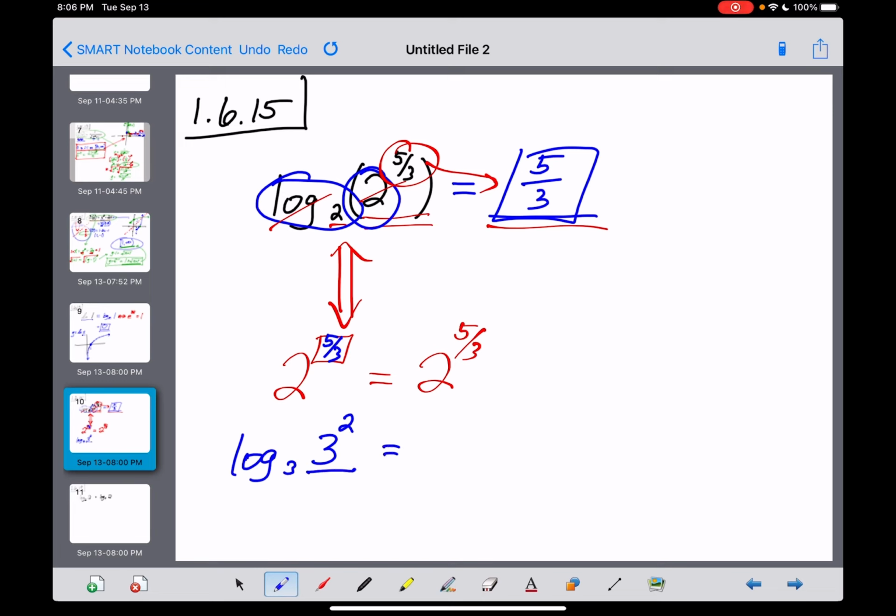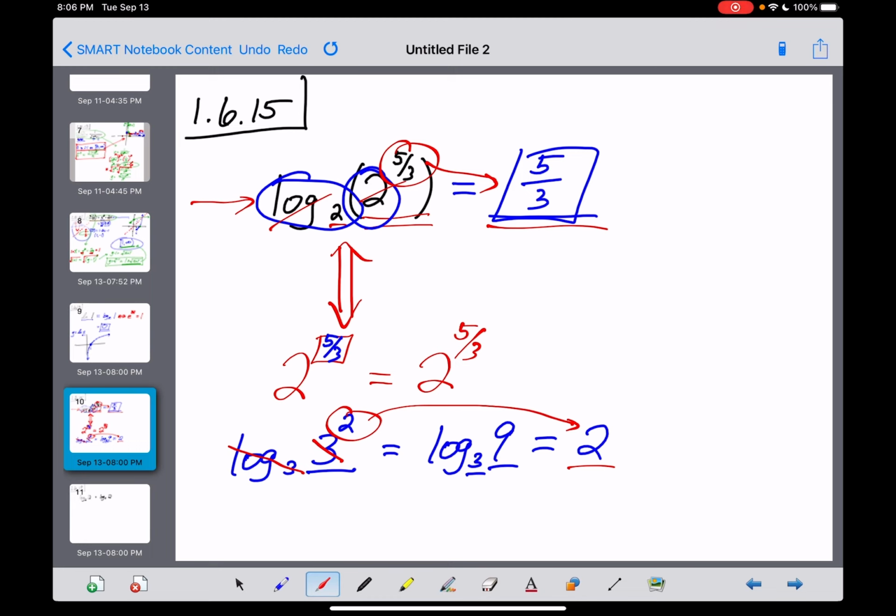This is one you could maybe figure out a different way. 3 to the second isn't that hard to evaluate. That's 9. So now I could just rewrite the problem as log base 3 of 9, and let's think about the question now. 3 raised to what power is equal to 9? The answer is 2. And again, you see here that if I go back to the original expression, the log base 3 and the 3 are inverses. They cancel each other out, and that exponent 2 is really just my answer. The same thing happened up here. The log base 2's canceled, and the 5/3, the exponent, was just my answer as well.